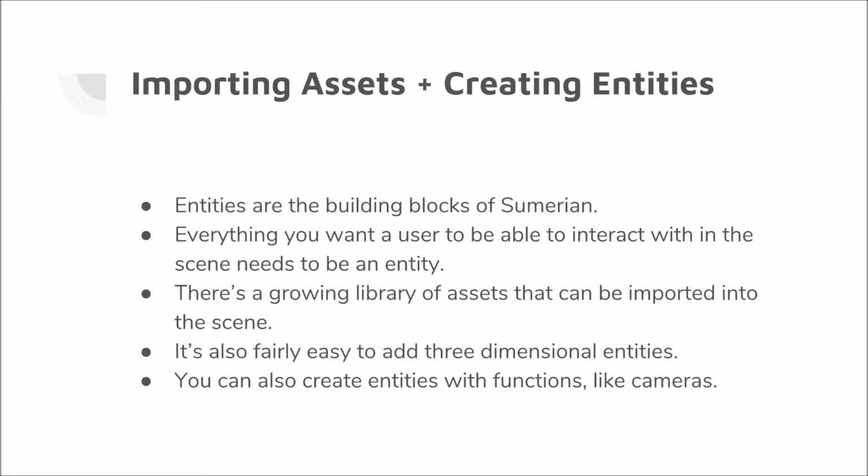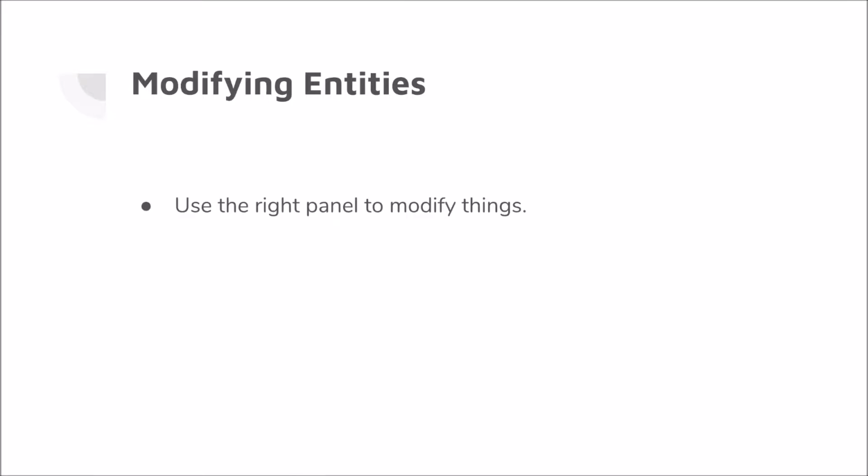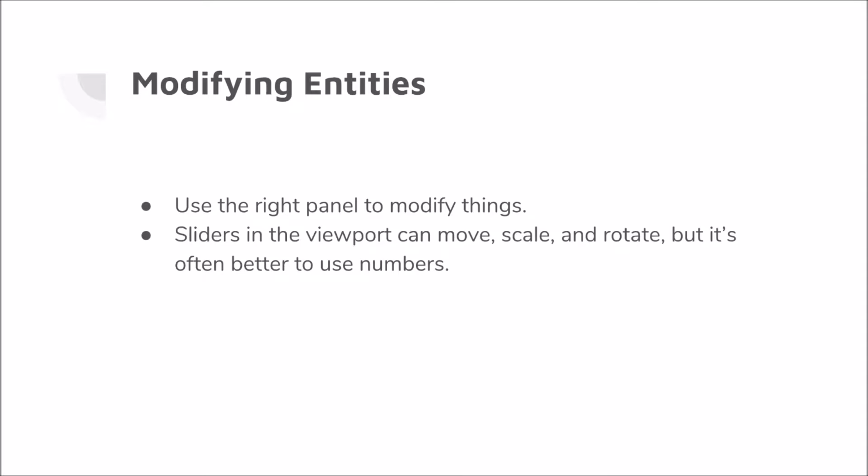Importing assets and creating entities isn't the only thing that you're going to do today. We're also going to modify the entities, change them a little bit so that you can use them to better suit whatever needs you have. There's a panel on the right you'll use to modify most of the stuff in your scene, including all of your entities. You can use sliders in the viewport to move things, scale them, and rotate them, but a lot of times it's better to use numbers in that panel on the right-hand side, and I'll show you why. And you can change the size, location, and rotation of the entities that are in the scene.